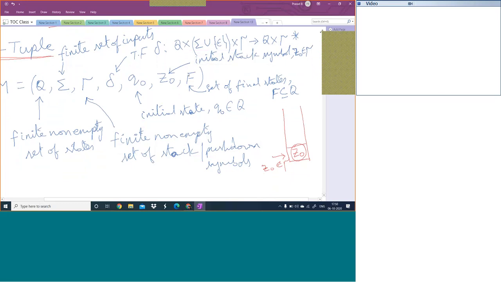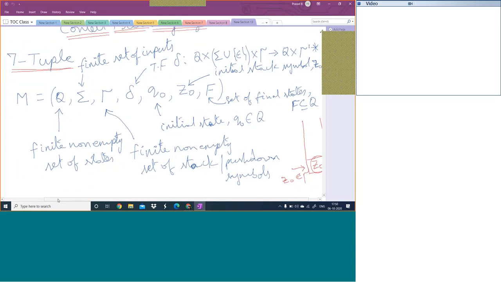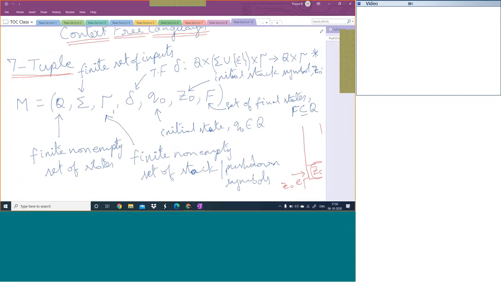Next, F is a set of final states. A PDA can have zero final states, meaning no final states, or it can have one final state, or two, or three, or four, or any number of final states. So a PDA may or may not have a final state. If it has, it can be 1, 2, 3, 4, any number. Okay, this is the structure of the push down automata. It is a 7-tuple: Q, sigma, tau, delta, Q naught, Z naught, F. So copy this one.